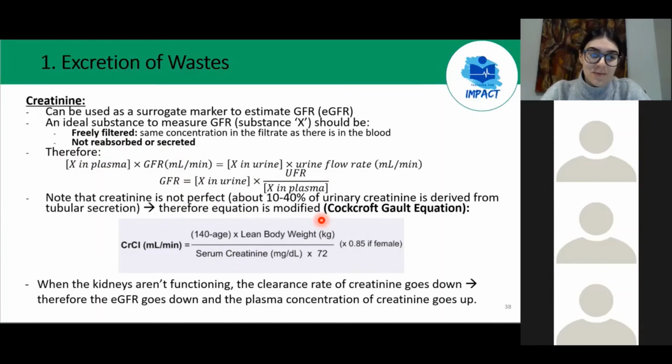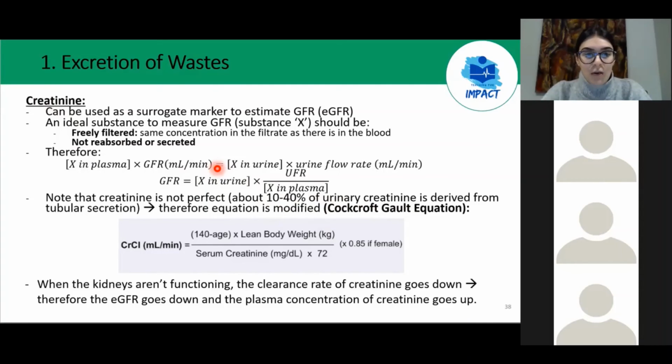but no one does it because we can't give every single patient inulin. So instead, we use creatinine, which is an endogenous substance that the body creates itself. It's always creating it and it's always excreting it. However, the excretion isn't perfect. About 20 to 40% of the urinary creatinine is derived from tubular secretion. So it's not perfect in that it's not completely unreabsorbed and unsecreted, but it's pretty close.